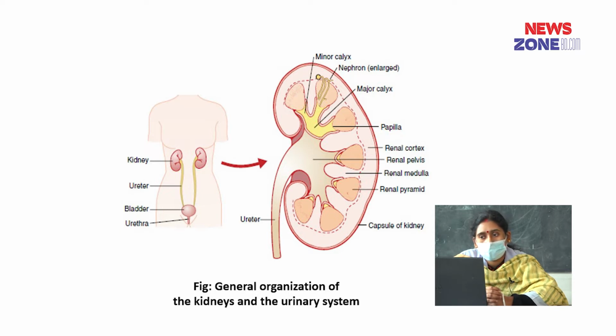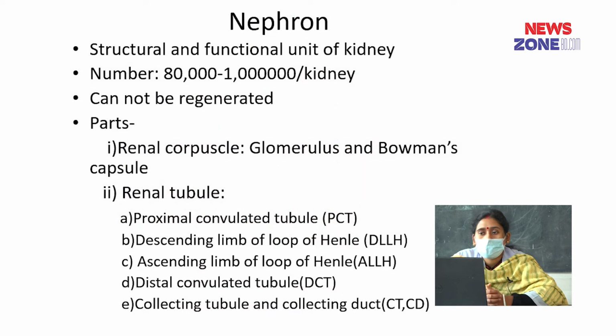So, the structural and functional unit of the kidney is the nephron. In our body 1 to 1.5 million nephrons are present in each kidney, and nephrons cannot be regenerated, and the parts of the nephron are renal corpuscle and renal tubule. Renal corpuscle is composed of Bowman's capsule and glomerulus, and renal tubule is composed of proximal convoluted tubule, descending limb of loop of Henle, ascending limb of loop of Henle, distal convoluted tubule, collecting tubule and collecting duct.